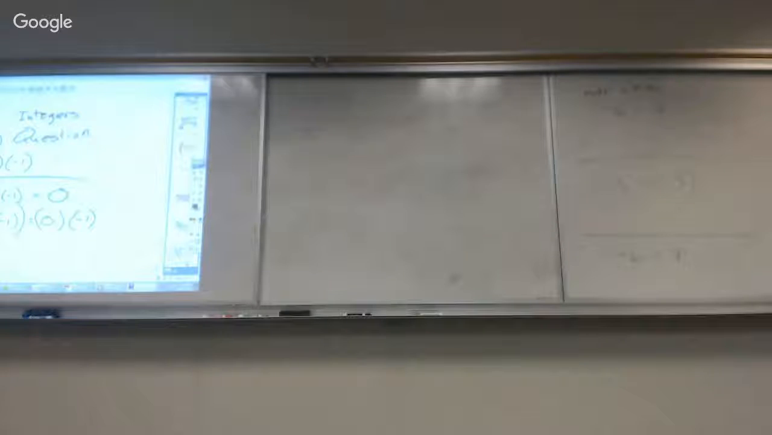So the right side's pretty straightforward. What do we get on the right? 0. The left side, well, what happens here? I have -1 times 1, I have to distribute, right? And what happens when I multiply by 1?